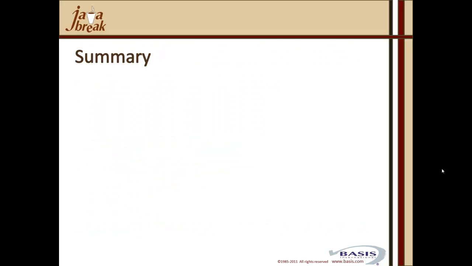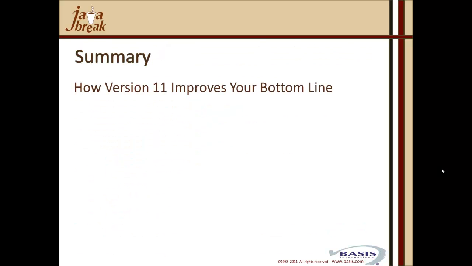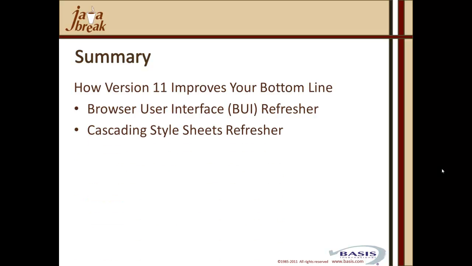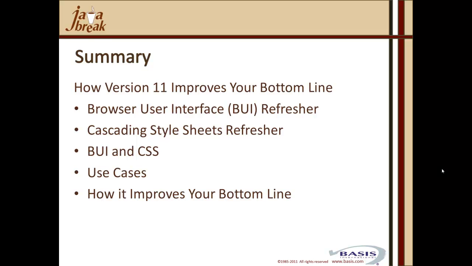So let's summarize what we've covered today. We've looked at how version 11 improves your bottom line once again, how the browser user interface works, what it's all about. We've looked at a refresher of the cascading style sheets concept. We've looked at our BUI and CSS through our use cases, our demonstrations, how they can actually work in action. And we've considered some of the points of how you can think laterally and try and bring new applications to the marketplace to improve your business productivity.